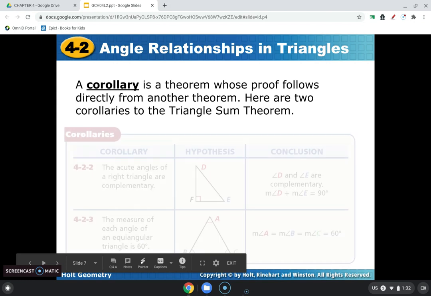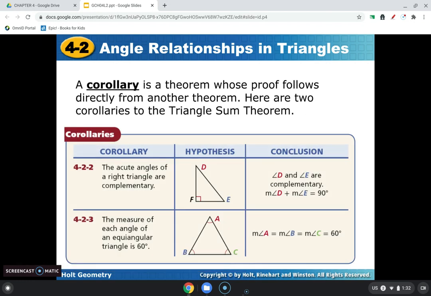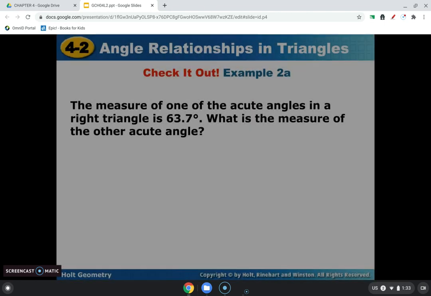All right. Two corollaries. A corollary is a theorem whose proof follows directly from another theorem. So a couple corollaries that we know. Acute angles of a right triangle are complementary. So if F's a right angle, then D and E have to also add up to 90. And each measure of an equiangular triangle is 60. Take 180 divided by 3, you get 60.